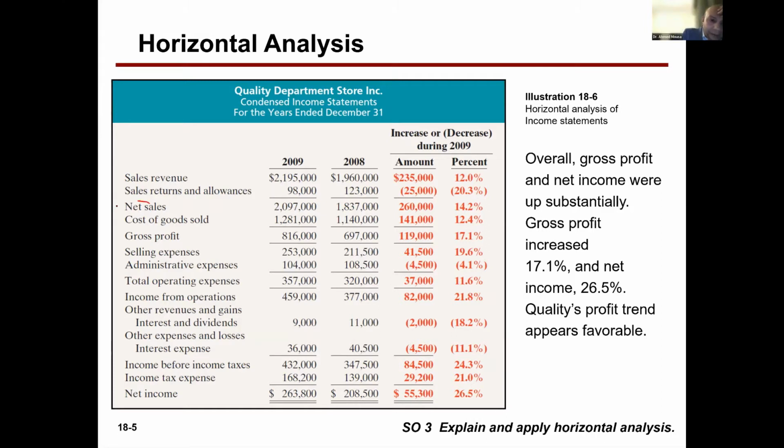So for example, what about the net sales? Net sales were 1.8 million, and this year 2.2 million, and the increase in sales is 14%. What about the cost of goods sold, the cost of materials? It increased by 12% as well. What about the net income? Net income has increased by 55,300, which is actually 26.5%. I am doing well this year. So this is called a horizontal analysis.